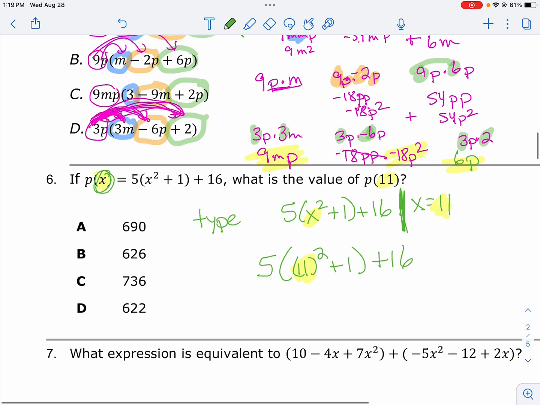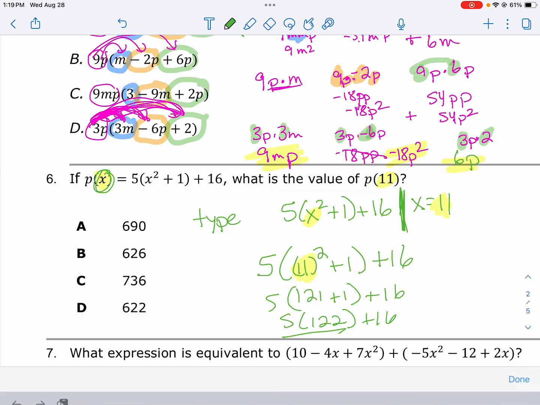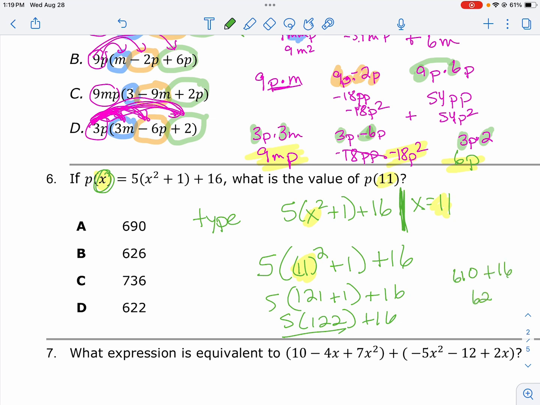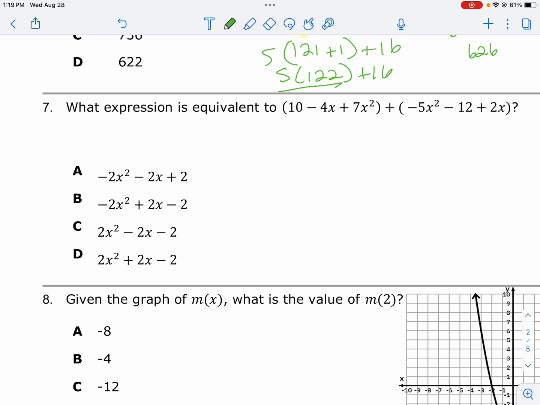Please excuse my dear Aunt Sally. Parentheses. Multiply. What is that? Oh, sorry. 10, carry 1, 11, carry 1, 610, plus 16, and I'm going to get 626. But honestly, calculator. Okay, I got 2 sets of parentheses.